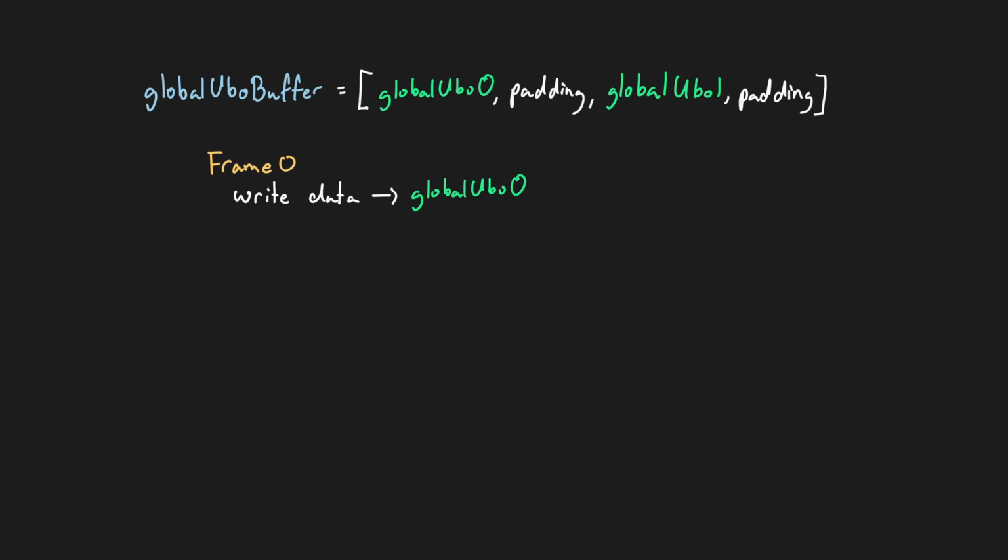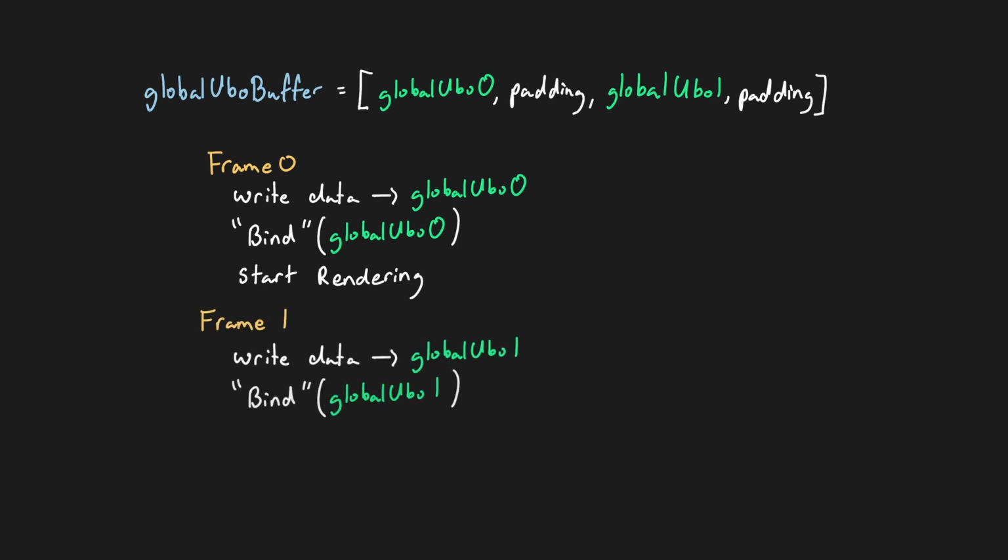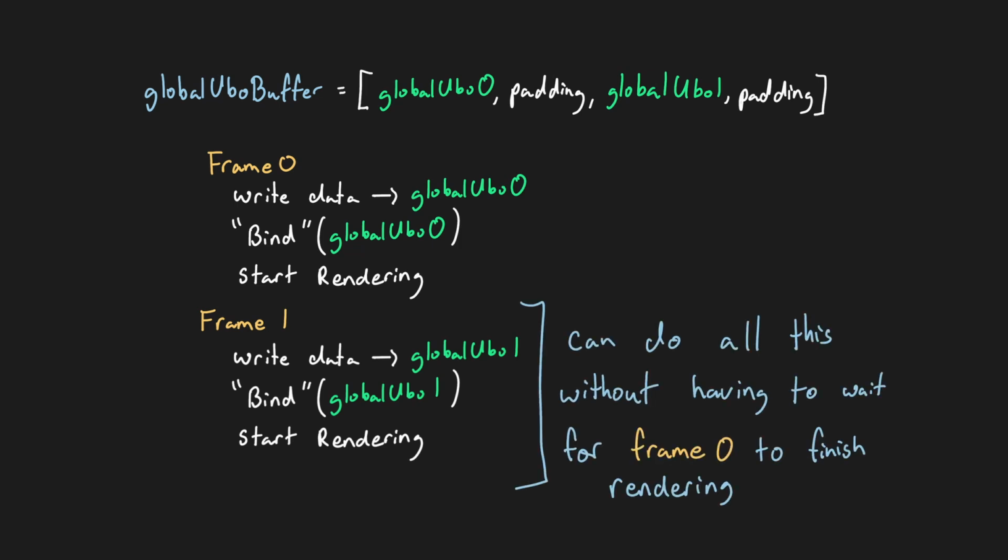So for example, frame 0 could write to UBO 0, record its command buffer, and submit for rendering. And then frame 1 can write to UBO 1 even if frame 0 is still rendering and reading from UBO 0. So by having two copies of the UBO, we never need to introduce extra waiting or synchronization. Double buffering like this should be used whenever you have a dynamic resource that is written to each frame.